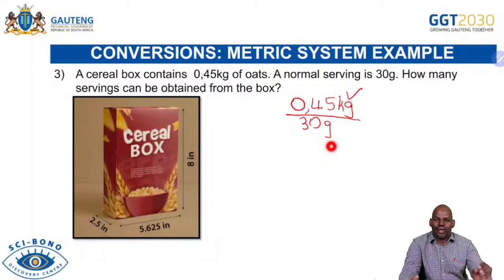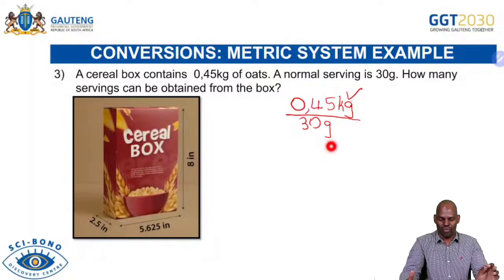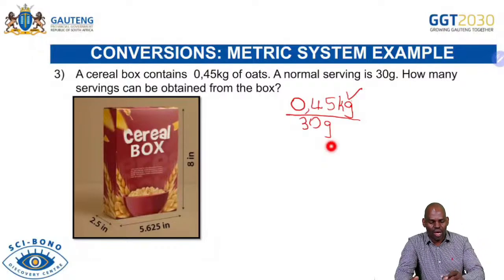I think we have already done an example where we converted between kilogram and gram. If you want to convert from kilogram to gram, you multiply by 1000, because 1 kilogram equals 1000 grams. So if we take 0.45 and multiply by 1000, it gives us 450.